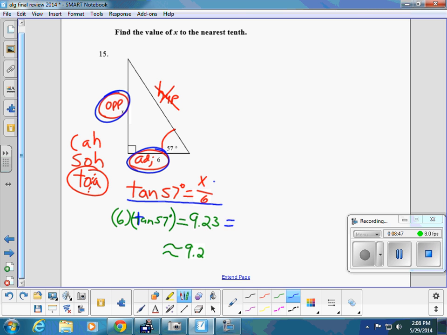And I get x equal to 9.23, and it says to the nearest tenth, so that is x. And that's a reasonable amount. 9.23 is reasonable since this is 6.